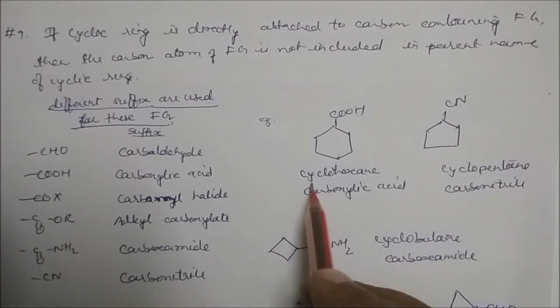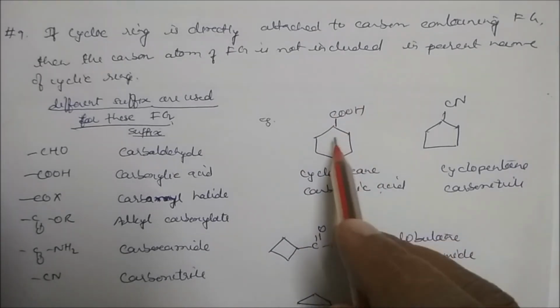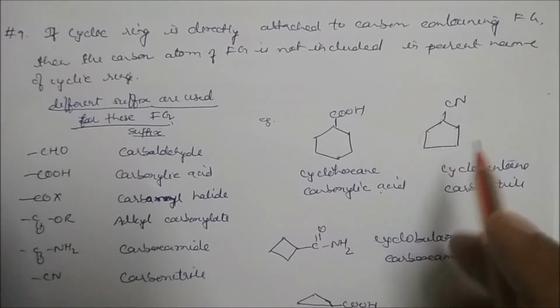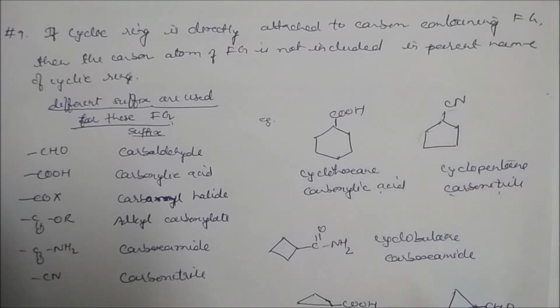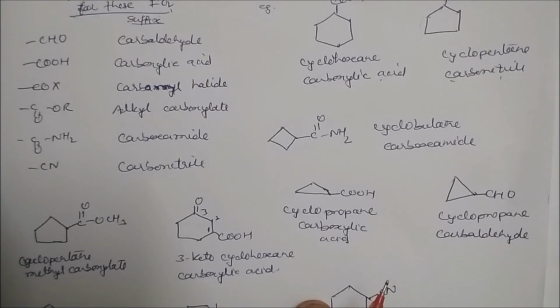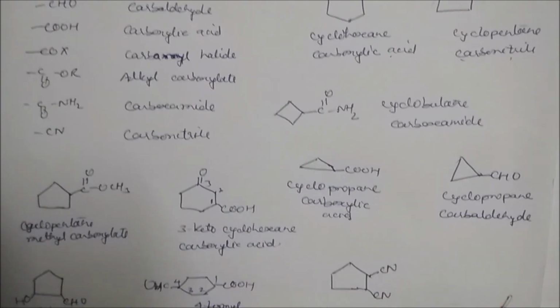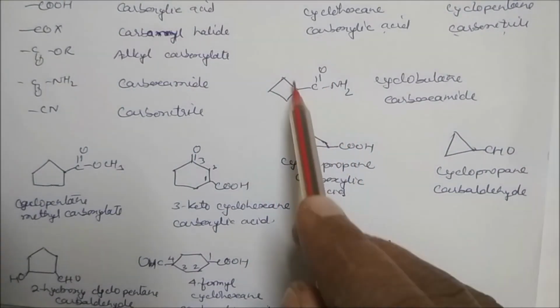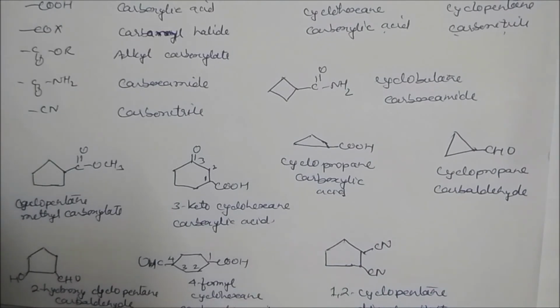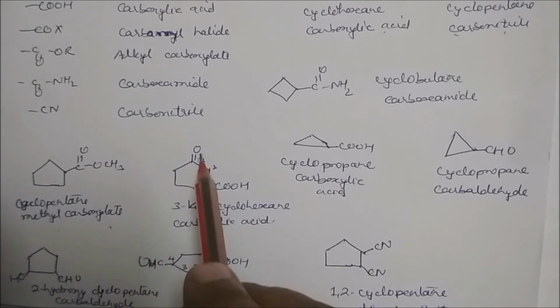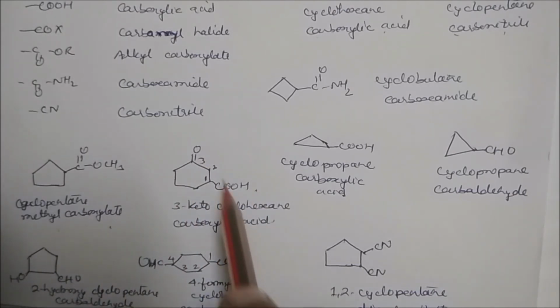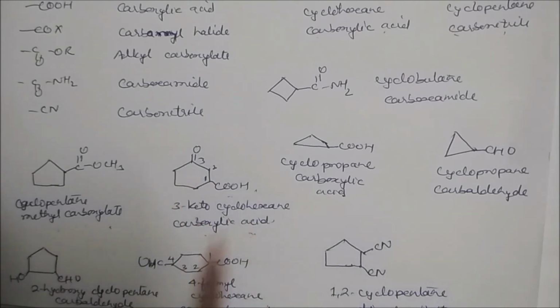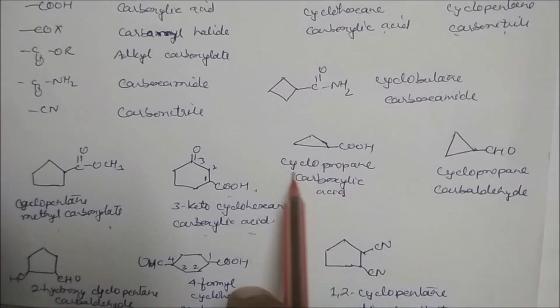Here we have cyclohexane, and this is your carboxylic acid directly attached to the ring. CN, so we can use cyclopentane for 5 carbon, and CN is called carbonitrile, right? And here you can see very clearly this is cyclobutane, as CONH2 is there, so it is cyclobutane carboxamide as a suffix. We can see here COO esters, so it is cyclopentane methyl carboxylate. Here ketone and carboxylic acid, this has more priority over ketone. So we use 3-keto cyclohexane carboxylic acid. It's very important. Here you can see this is a propane, so cyclopropane carboxylic acid.